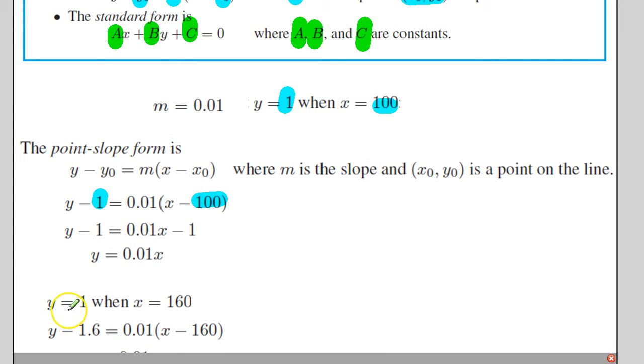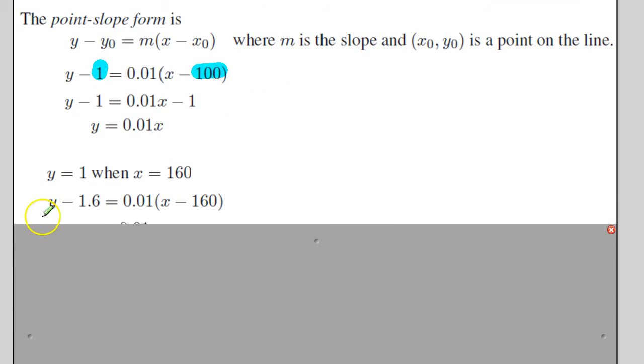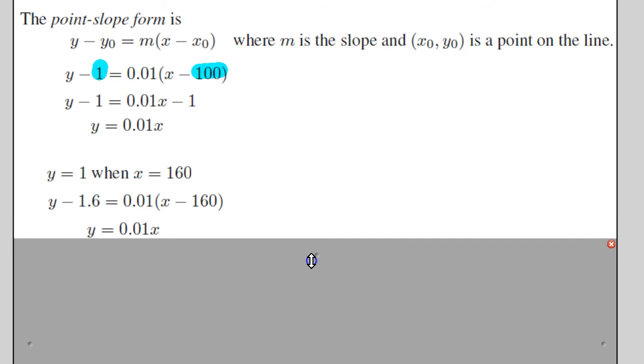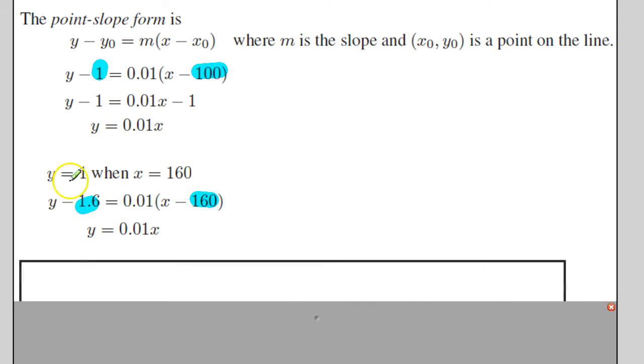Okay, and no matter which point we use, in this example we use 1 and 100, we can use 1 and 160, and plug them in. This also represents a point-slope form of the exact same relationship. And when I simplify this by isolating y, I get the same final answer. So they represent the exact same situation, even though they use two different sets of points. Okay? All right, so that's enough for that section.